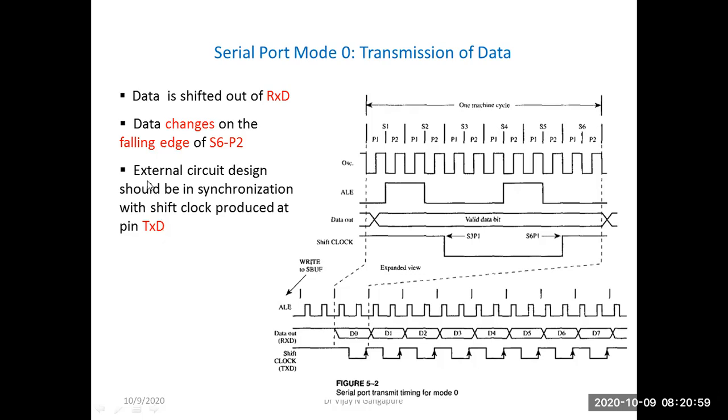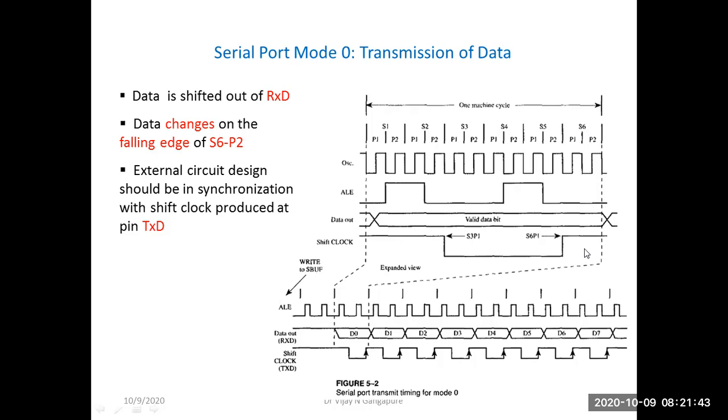Okay, and see here, this is the TXD pin, which is connected to the external circuit to have synchronization with the shift clock produced on RxD, that is the rate with which data is being outputted on RxD. To have synchronization with that data, whatever clock frequency is being generated will be produced on the TXD pin, and that will be connected to the external circuit to which the RxD pin is connected. So these shift clock pulses produced are like this. This is the shift clock produced on the TXD pin.